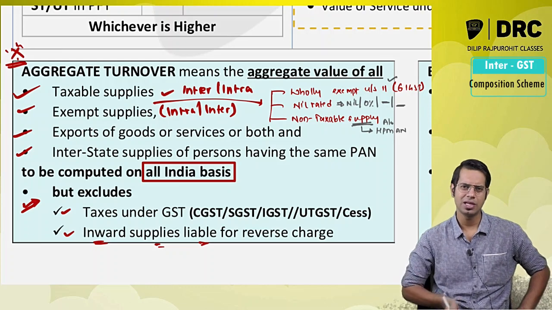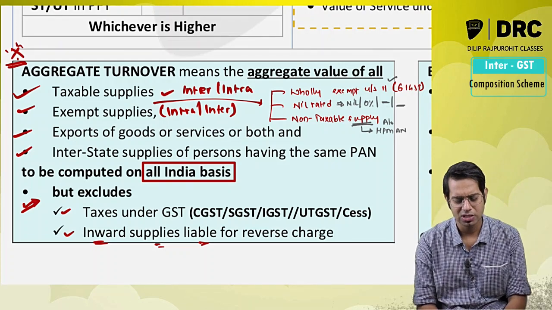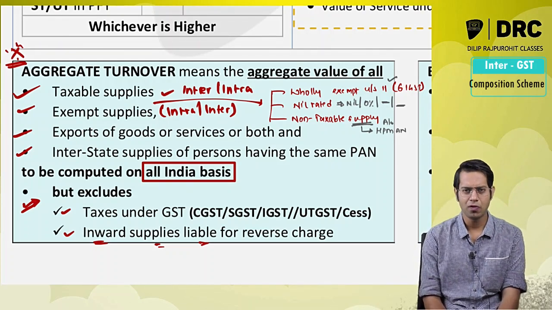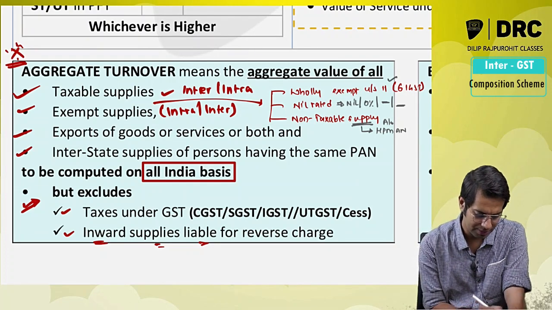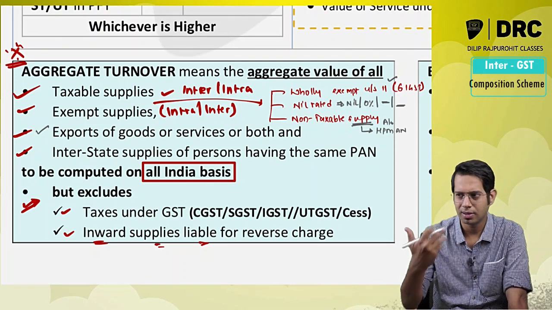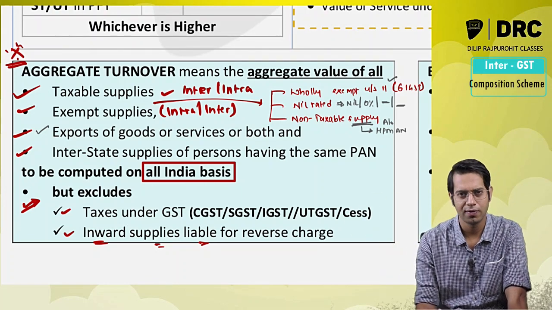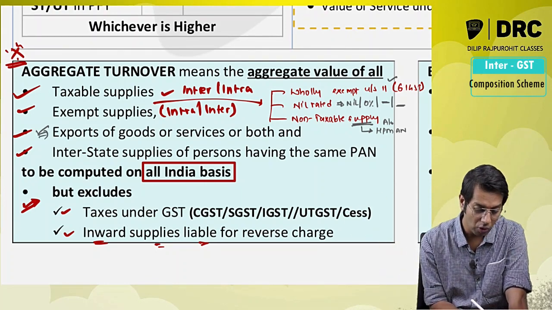Section 11 gives the list of goods as well as the list of services, by way of a notification, which are exempt under GST law. That is not taxable, that is exempt, in the sense that it is included in the definition of exempt supplies. Then export of goods or services.